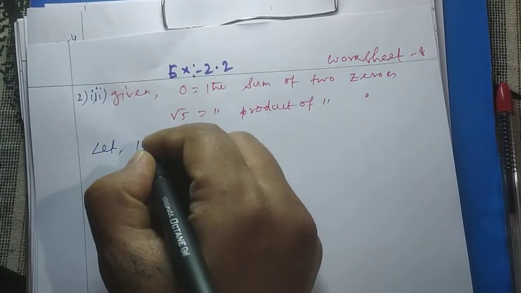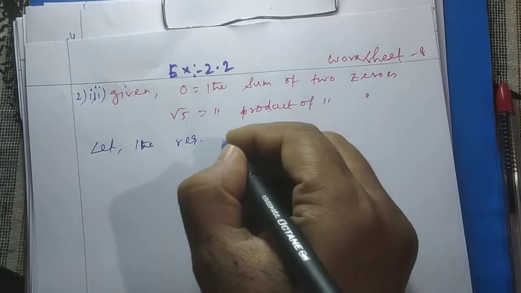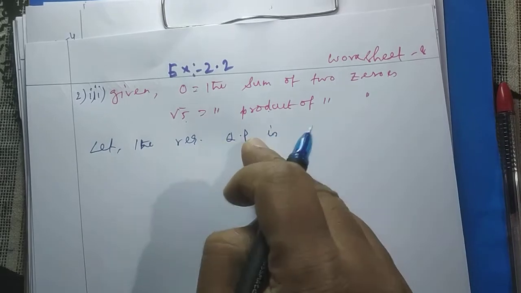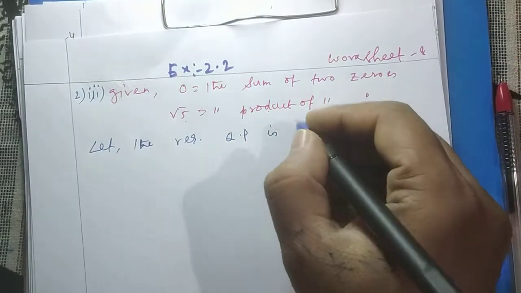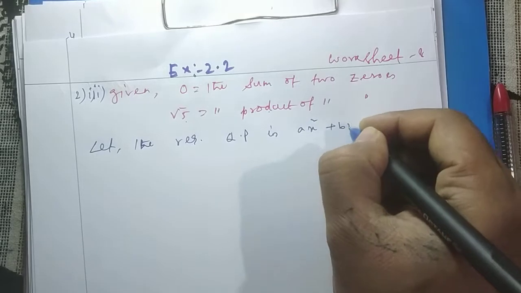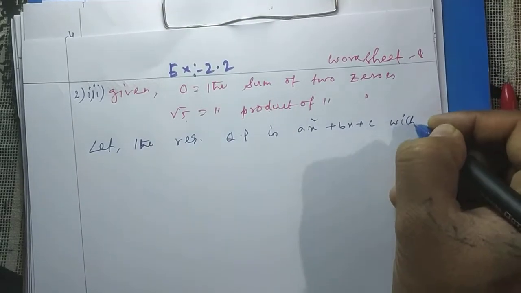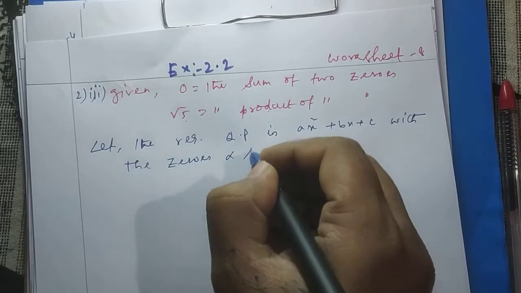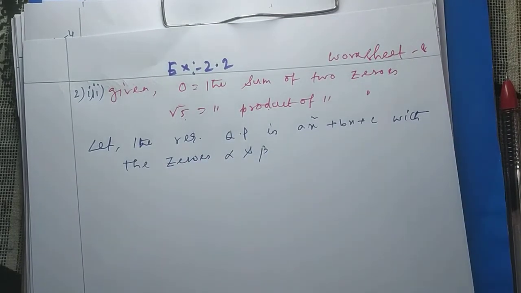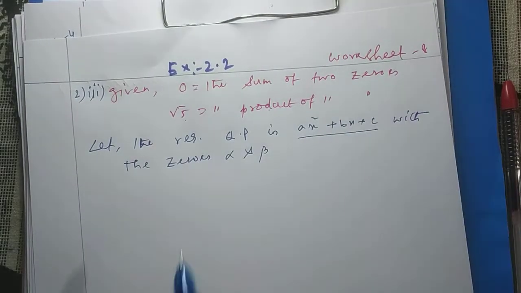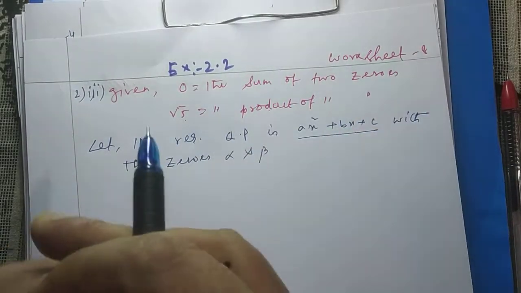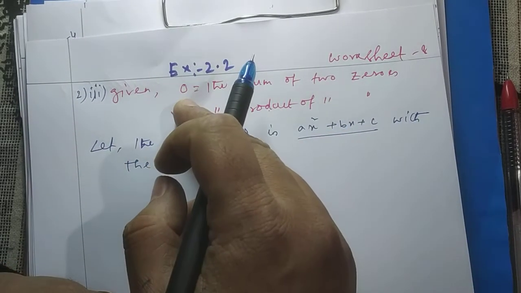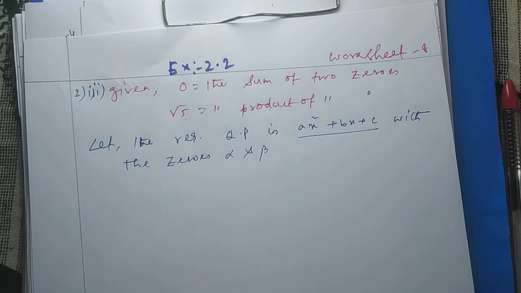Let the required quadratic polynomial, QP means quadratic polynomial, be ax square plus bx plus c with the zeros alpha and beta. Correct? So you have to start in this way, where a, b, c all are unknowns. To find the value of a, b, c we have to use these 2 given hints. Now let us use them.